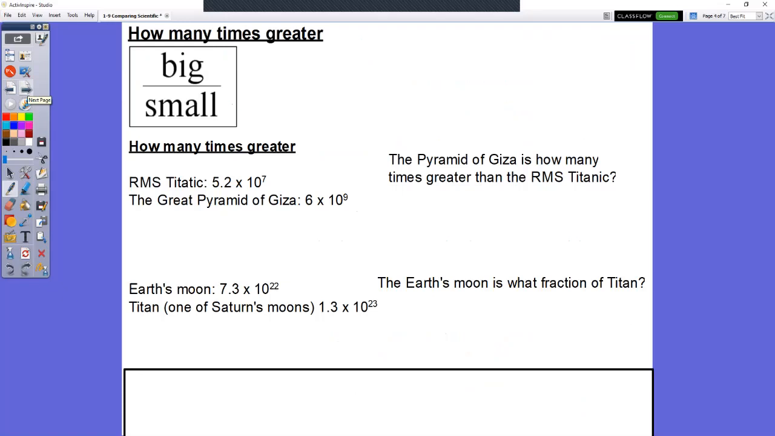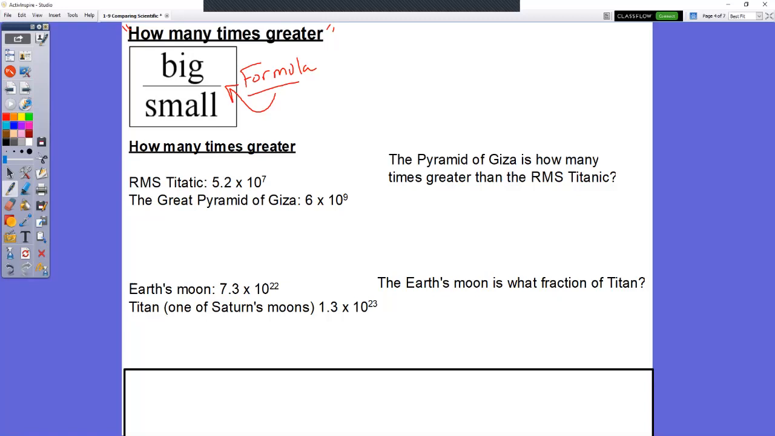Now we're going to talk about how many times greater. A lot of times, especially on the state test, they're going to ask you a question, 9 times out of 10: how many times greater or how many times bigger is something than something else? Our formula is simple. Whenever we're asked this question, we take the bigger number and divide it by the smaller number. Once again, the bigger number divided by the smaller number.